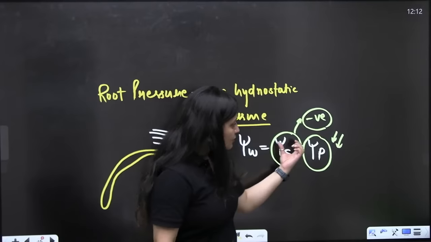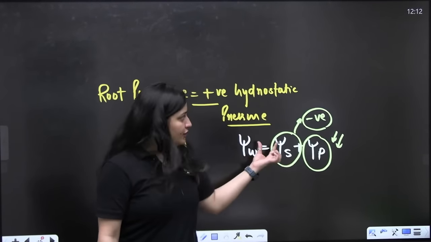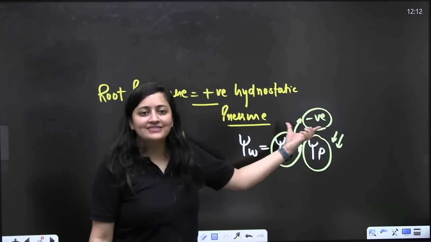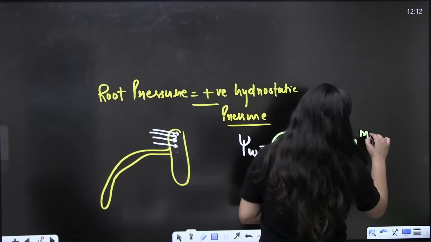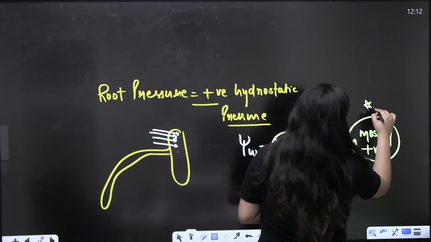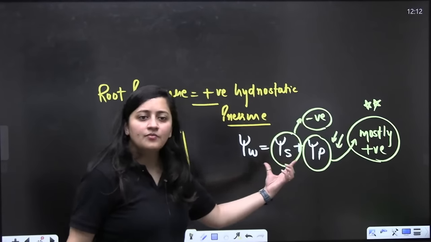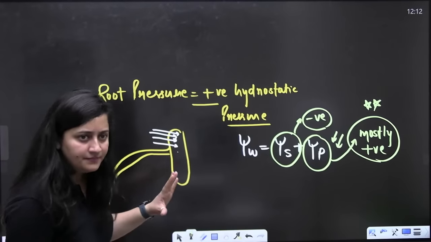When you talk about the solute potential, it is mainly a function of solute, so it is always negative. But when you talk about the pressure potential, it is mostly positive. But in that xylem column, as I said, it is negative. Any doubt?